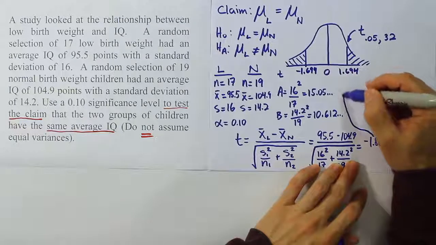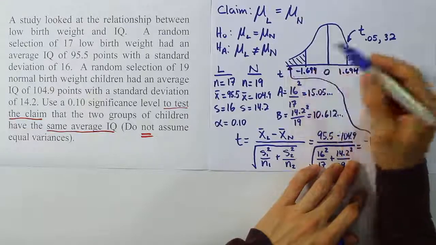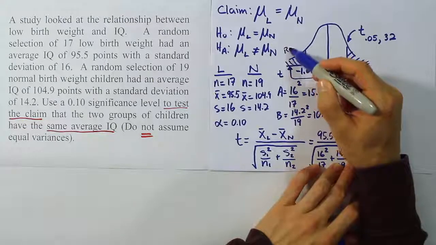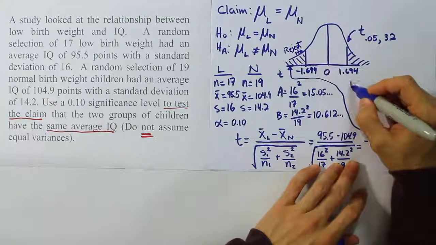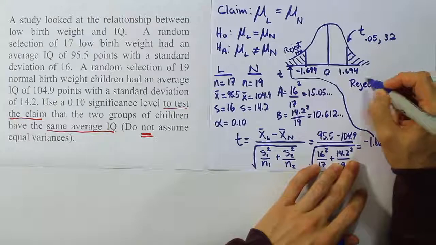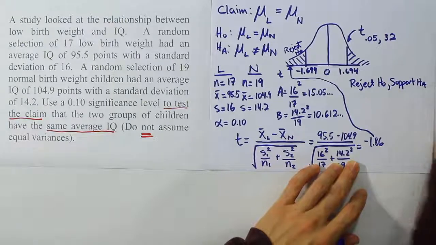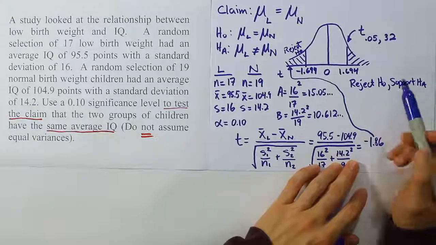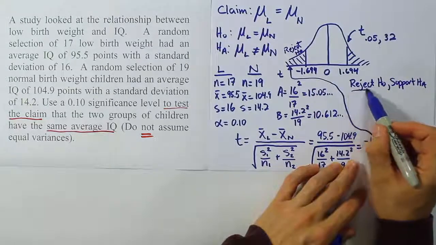Okay, now at this point, we put our test stat on the curve where it belongs, and you can see that this is actually going to be to the left of negative 1.694, and so we end in the rejection region. So this will indicate that we should reject H0 and support HA. So our initial conclusion is to reject H0 and support HA. All right, now from there, of course, we look at our claim and realize that our claim is H0, so we're required to reject H0 in this problem.